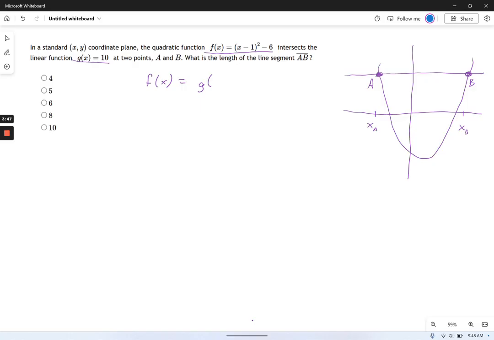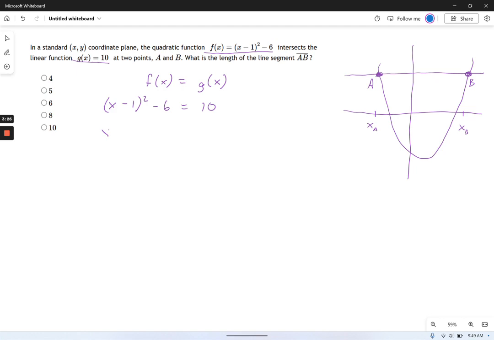If you want to know where they intersect, you say, where are the y values equal? Well, what are the y values? The y values of f of x are this, (x minus 1) squared minus 6. Those are its y values. And the y values of g of x are very simple. It's just the number 10. It's always y equals 10. So now we try to set this thing equal to 0 and solve it.